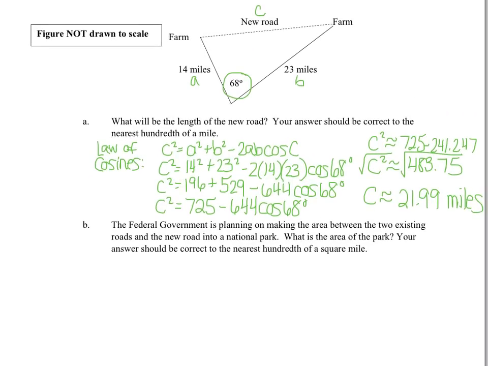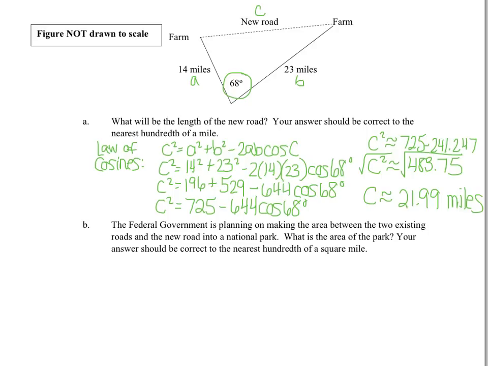Part B says the federal government is planning on marking the area between the two existing roads and the new road into a national park. So we're going to take this area and make it into a national park. What is the area of the park? Your answer should be correct to the nearest hundredth of a square mile.